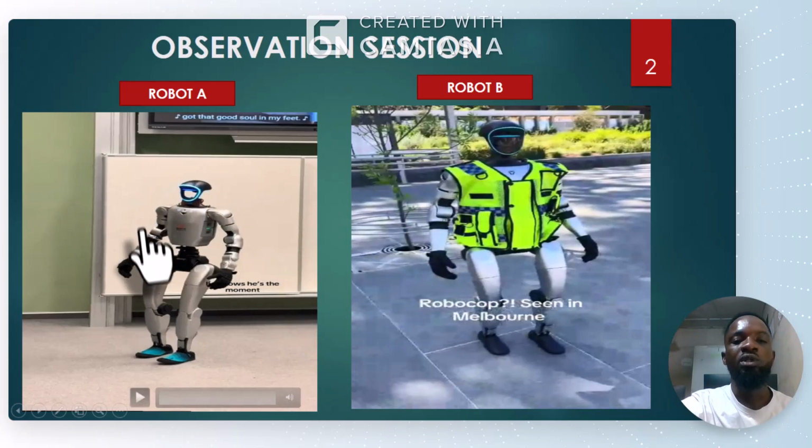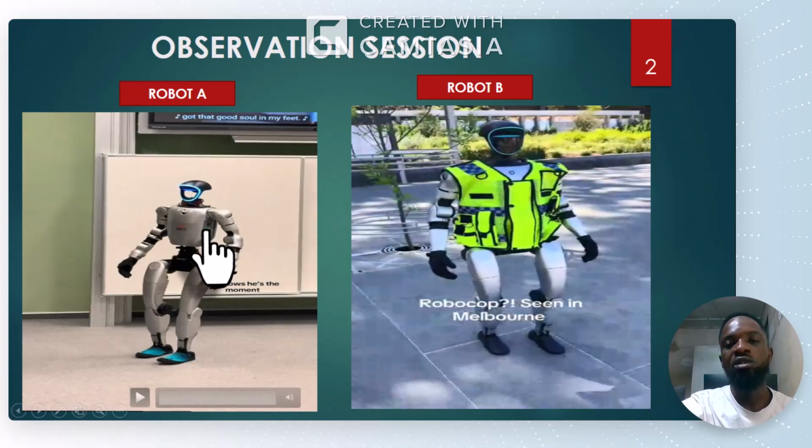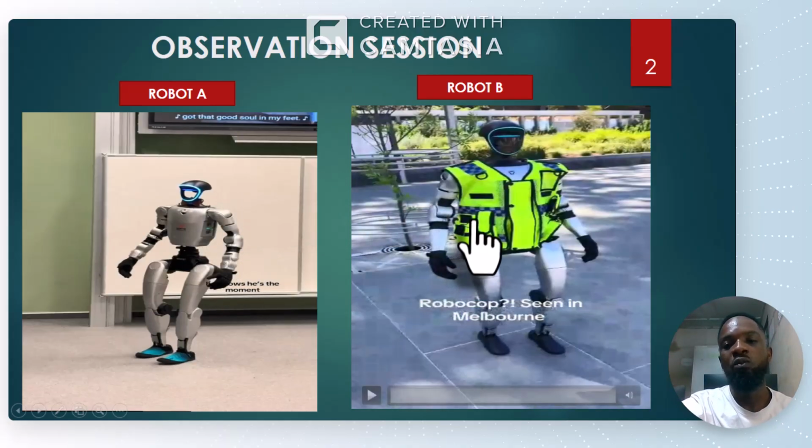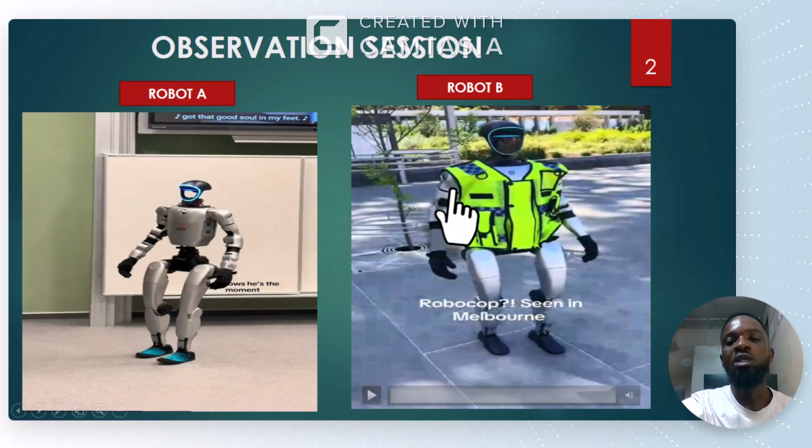Now, after watching the video carefully, we will all see clearly that robot A is able to perform an action and robot B is not performing any action, just standing. Now the question again is, what is actually making robot A perform an action and robot B unable to perform an action? Is that okay? So clearly robot A has something which robot B is lacking.